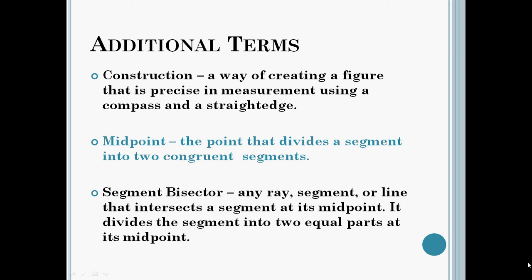A midpoint is the point that divides a segment into two congruent segments. It's the middle point. The segment bisector would be the thing that intersects that point. It might be a ray, a segment, or a line. It intersects a given segment at its midpoint and divides that segment into two equal parts.